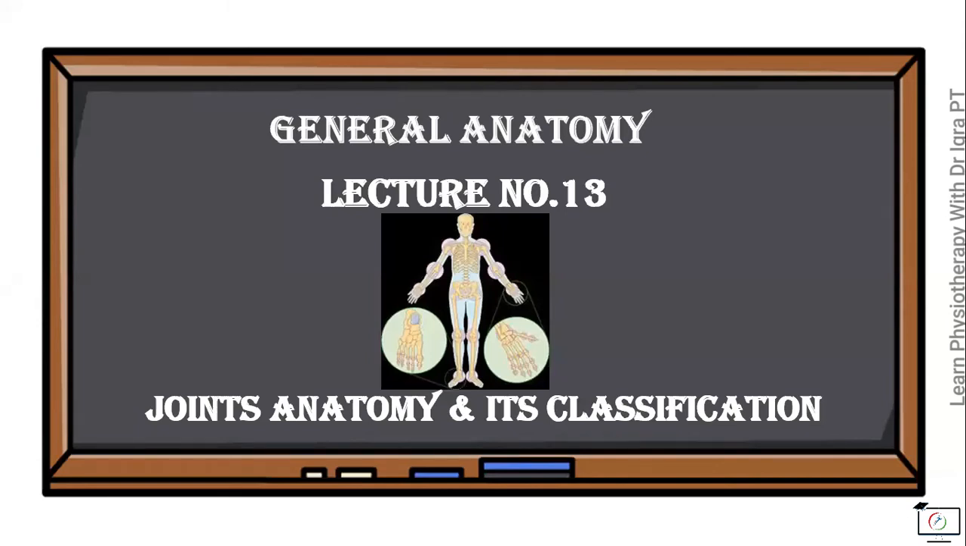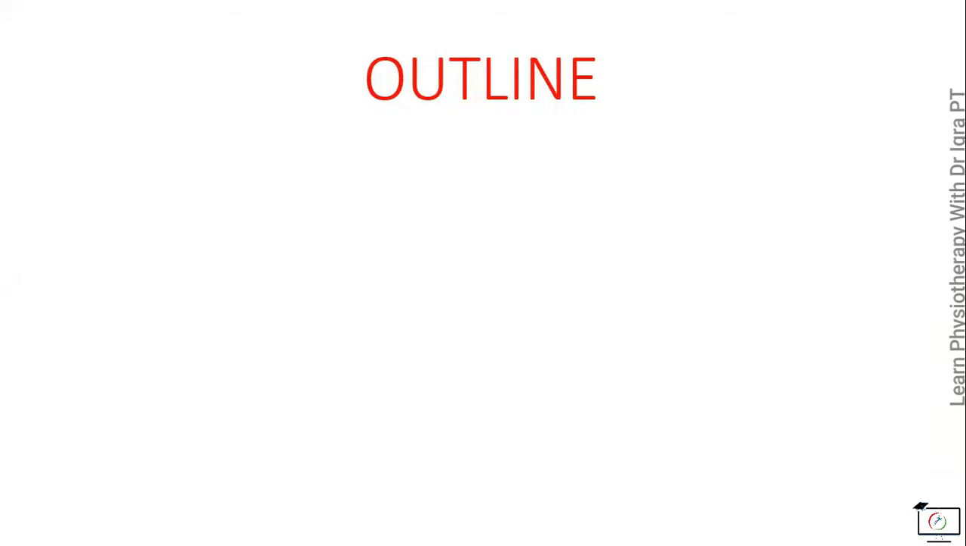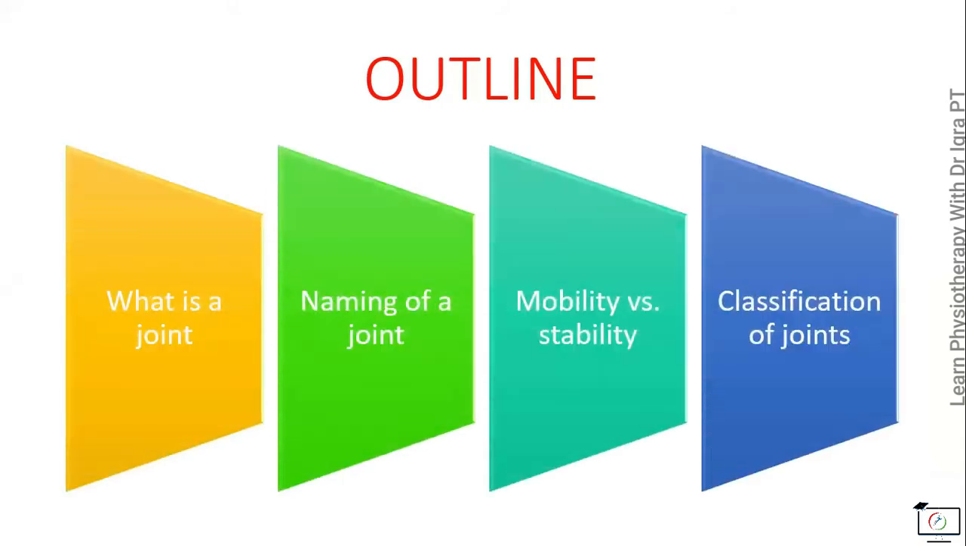Welcome back to my general anatomy lecture series, lecture number 13, in which we will talk about joints anatomy and its classification. This lecture has the following content: what is a joint and how to name a joint, the relationship of joint mobility and stability, and the classification of the joint.